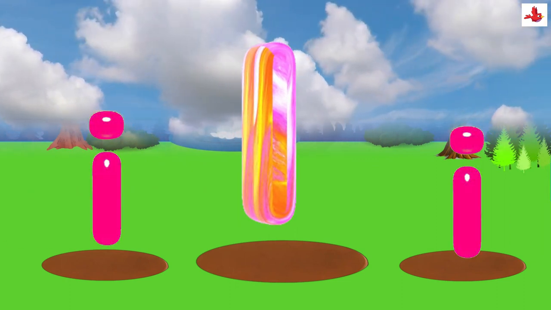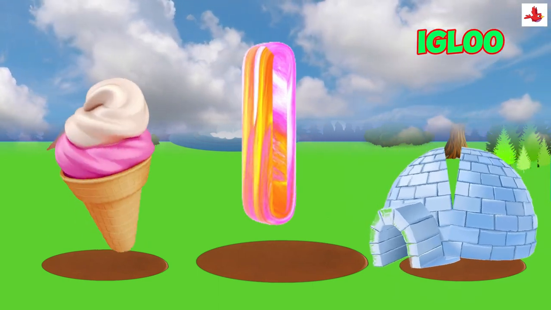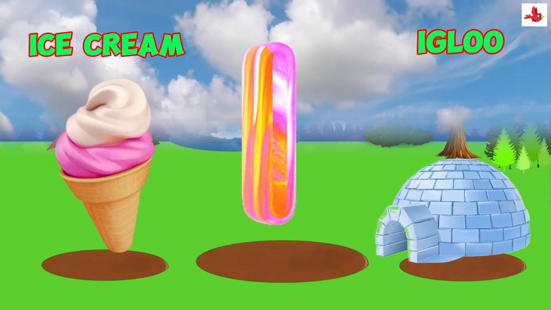I. This is the letter I. I is for igloo. I, I, igloo. I is for ice cream. I, I, ice cream.